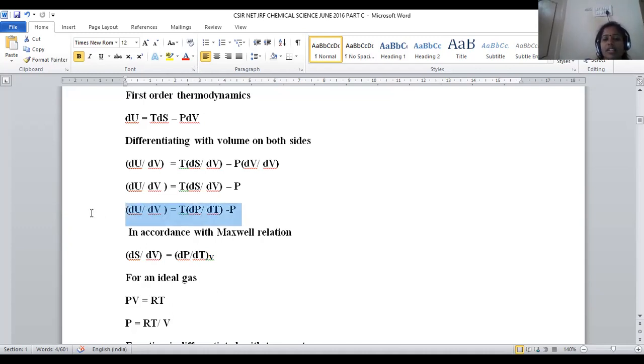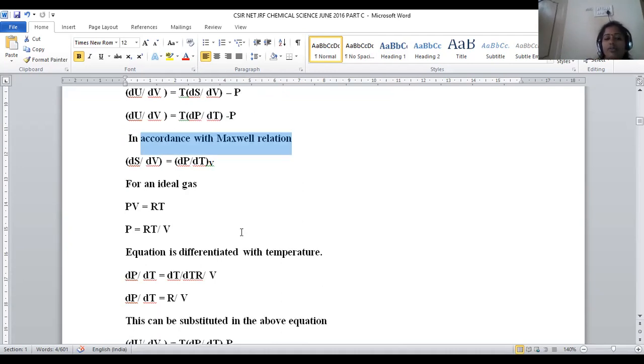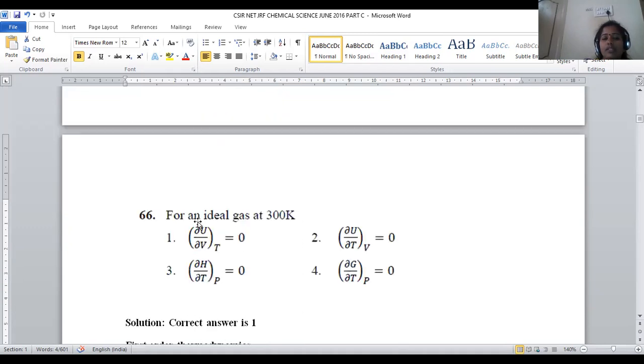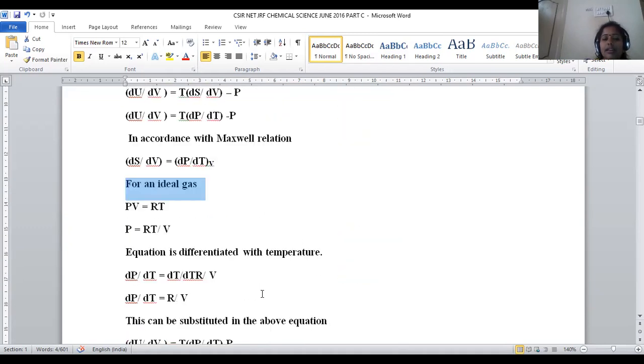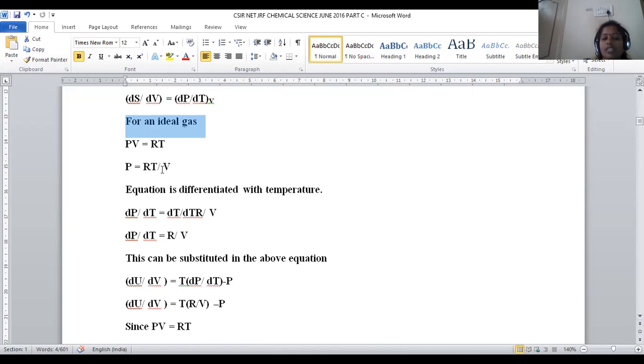So here the equation is transformed into this: dU by dV is equal to T dP by dT minus P. This dS by dV equal to dP by dT is called the Maxwell relation. From the Maxwell relation, different kinds of substitutions we can do, right? So let us employ the ideal gas equation, because this is applied for ideal gas only. The ideal gas equation is PV is equal to RT. Pressure is given by RT by V, right? Now this equation we are going to differentiate with the temperature.